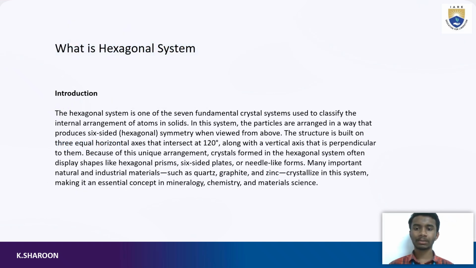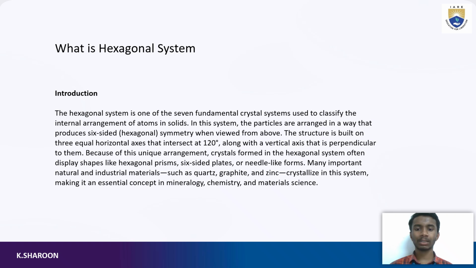Introduction of hexagonal system. What is hexagonal system? The hexagonal system is one of the seven fundamental crystal systems used to clarify the internal arrangement of atoms in solids. In this system, the particles are arranged in a way that produces six-sided, that is hexagonal, symmetry when viewed from above. The structure is built on three equal horizontal axes that intersect at 120 degrees, along with a vertical axis that is perpendicular to them.